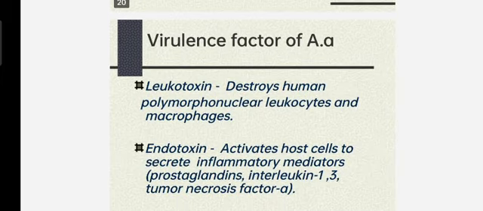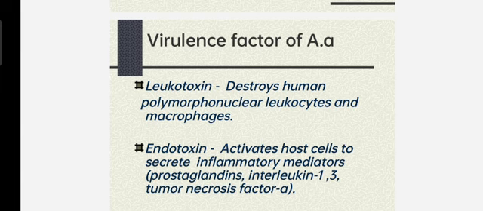Then the virulence factors. Why is this bacteria causing so much disease? First is leukotoxin. The bacteria kill the leukocytes that reach the site of inflammation. Whenever a bacteria is introduced, leukocytes will be there to get rid of it. But this bacteria produces leukotoxin in order to protect itself. And if an excess of leukotoxin is secreted, then destruction of leukocytes will occur.